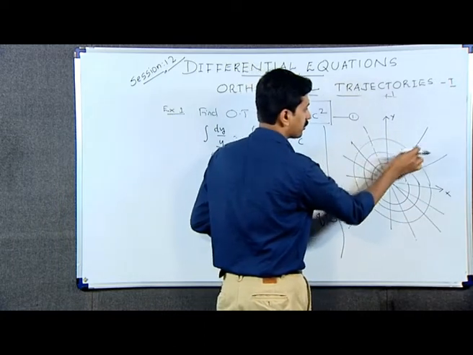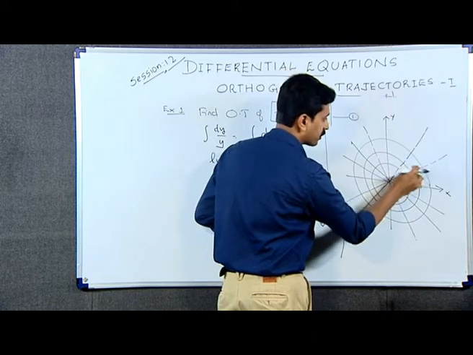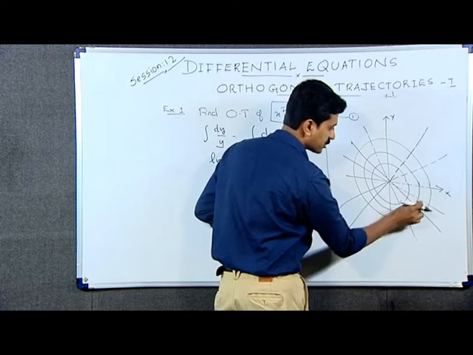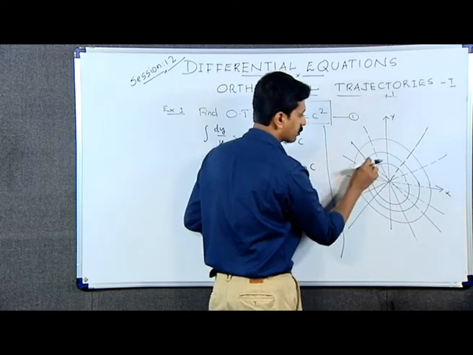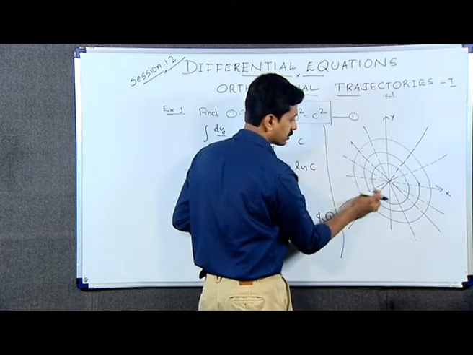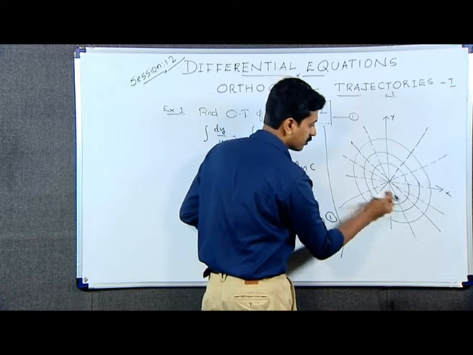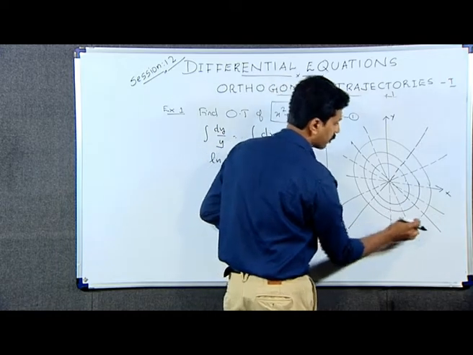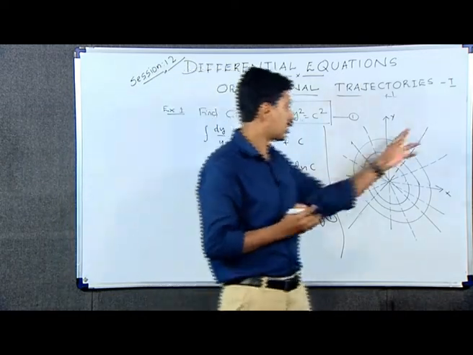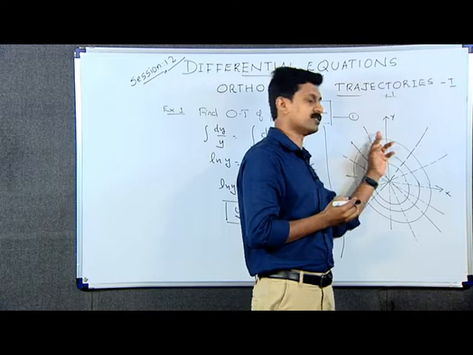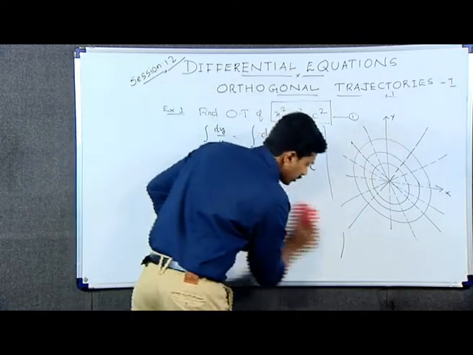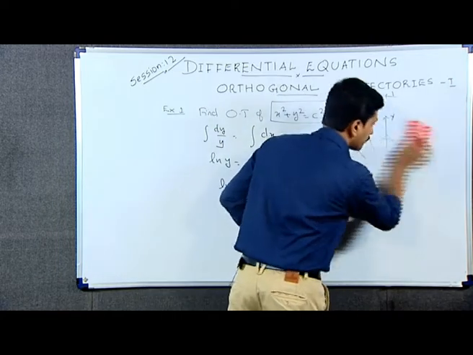We can find infinite families of curves from here, and these are the orthogonal trajectories. Even your x axis and y axis are also orthogonal trajectories of the family of circles. These dashed lines are the orthogonal trajectories of the given family of circles. So, we can say that all these straight lines passing through the origin are the orthogonal trajectories of equation number 1. So, I will move to the next example.